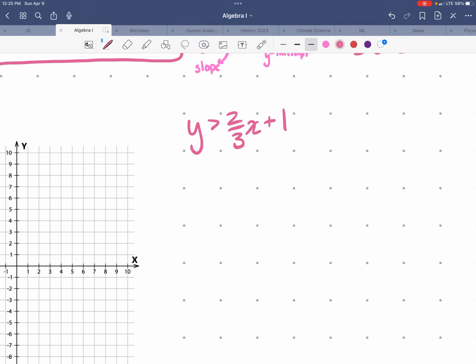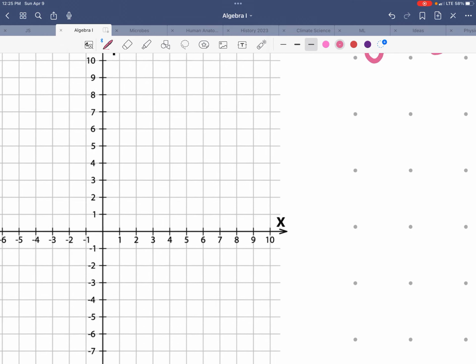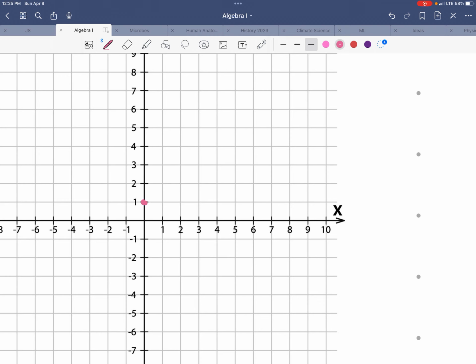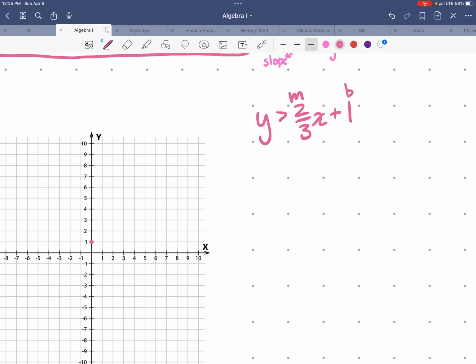First we have y is greater than 2 over 3x plus 1, and since this is our y equals mx plus b formula, this will be m, our slope, and this will be b, our y-intercept. So first, let's graph the y-intercept. Since it is positive 1, we will graph 1 along the y-axis. Now I can graph our slope.